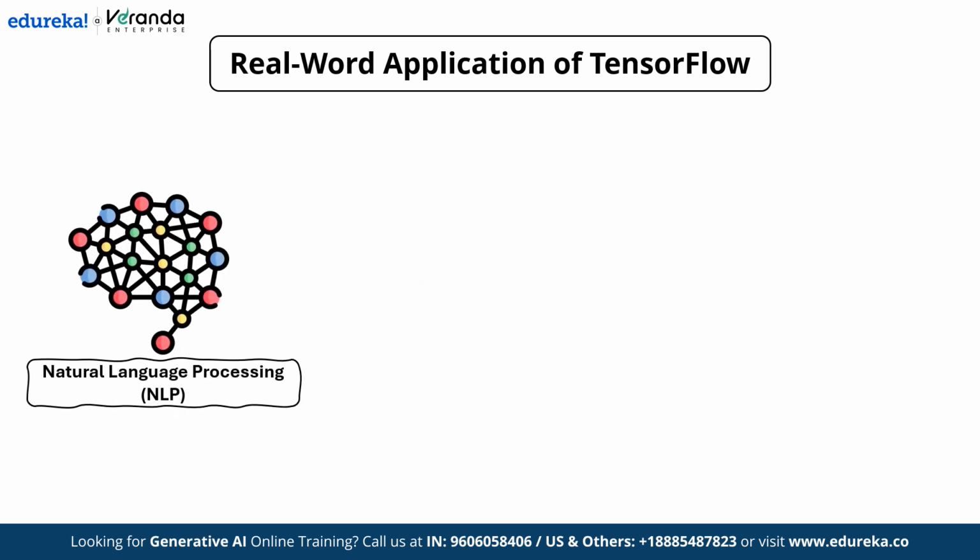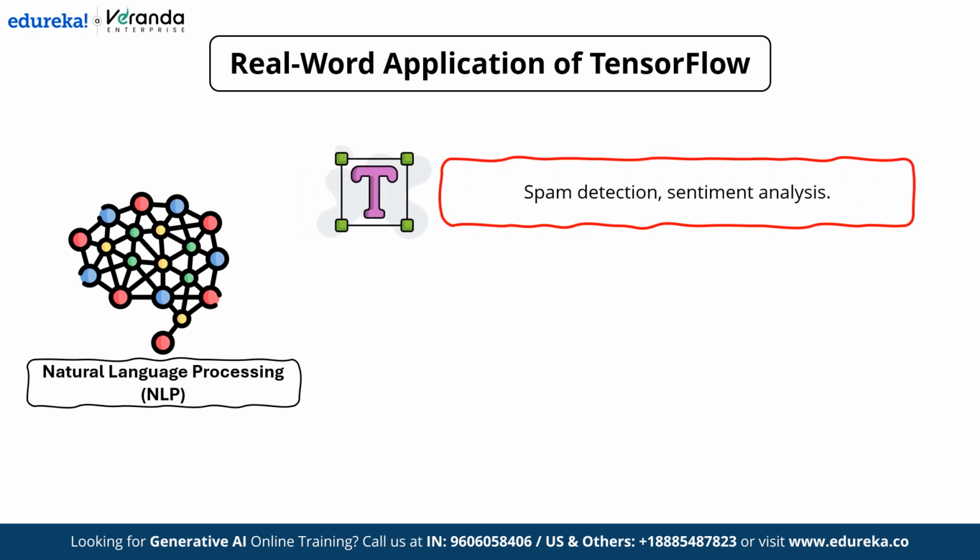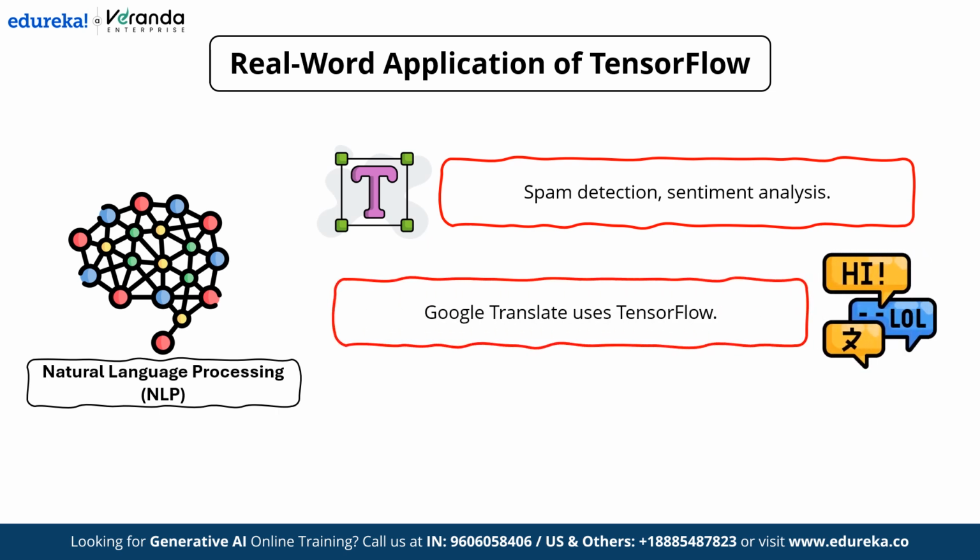Next, TensorFlow in natural language processing. TensorFlow is instrumental in tasks like spam detection and sentiment analysis, where it helps identify spam emails and determine the emotional tone or polarity, which is positive, negative, or neutral, of text, such as customer reviews or social media posts. It provides services like Google Translate, enabling accurate translations between numerous languages and facilitating global communications.